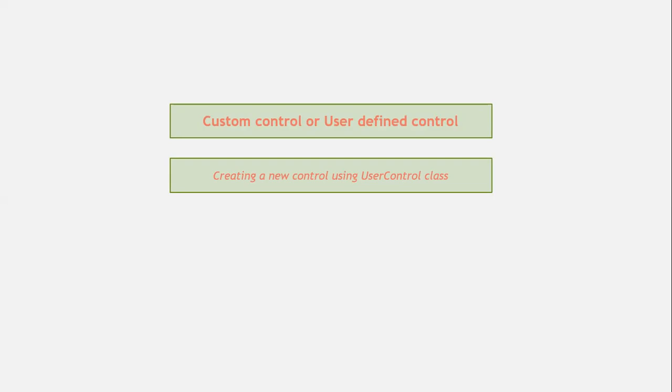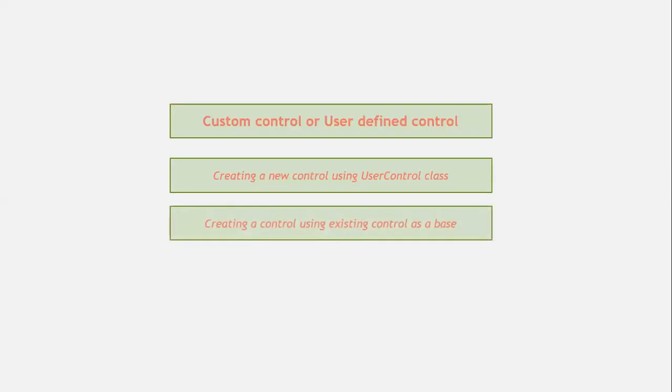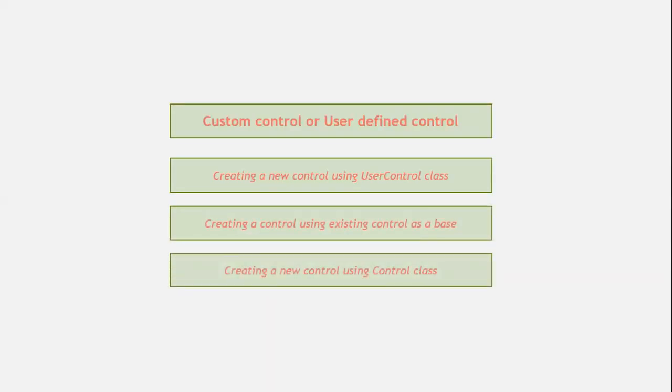So, there are ways with which we can create a control. The first way is the creation of a control using the user control class. We add the user control class into a project through the add menu item, and then we work with it. With this we get a workspace where we can put other controls, and we create a control that is a composition of other controls.